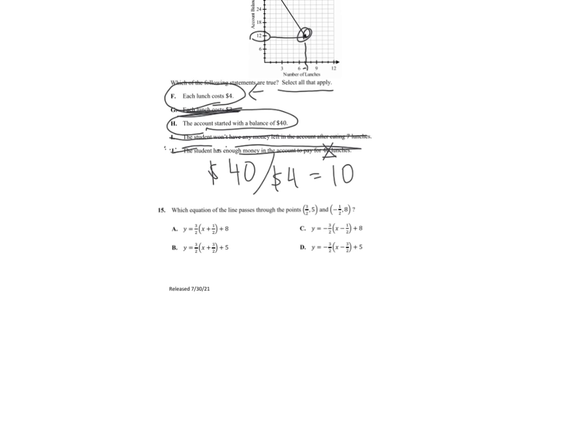What's the equation that passes through these points? So I have a lot of work to do. I have to find the slope first. So slope is always going to be y minus y over x minus x. So let's do that first.